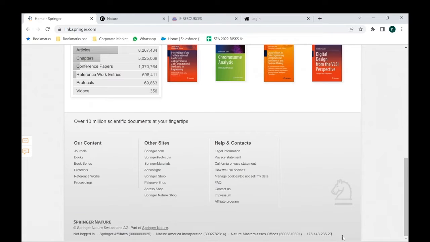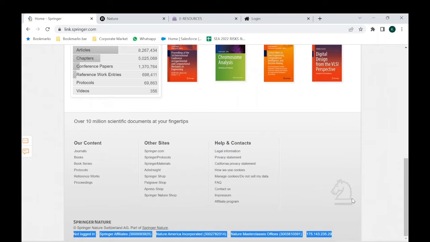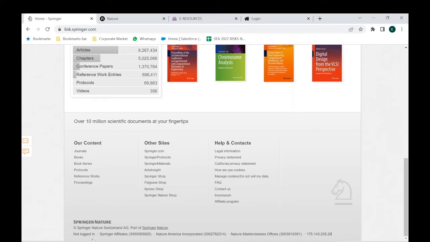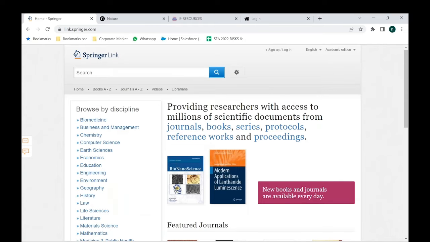Next telltale sign is if you scroll to the bottom, you will find that this part I am highlighting should have the name of your university indicated, or brought to you by UTHM, for example. I'm not currently logged in at UTHM, hence you don't see it, and I've logged in through my own organization. But again, if you see your university's name at the bottom there, it is a sign that you are being recognized as an authorized user. Okay, so that's about how to log in.